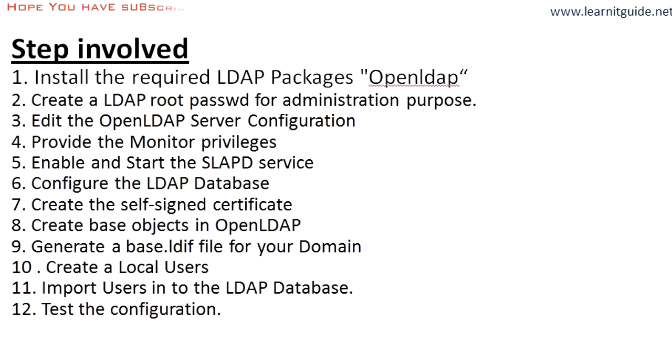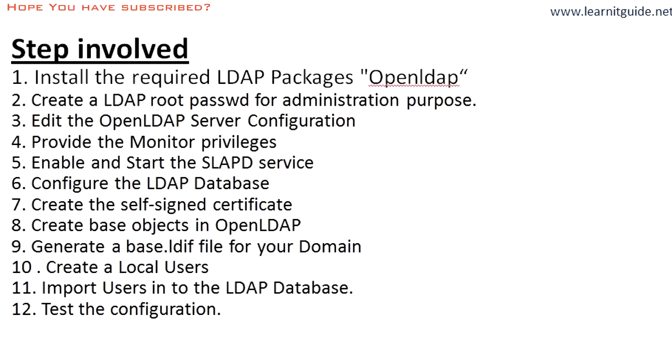And we need to create a self-signed certificate so that the client and this server will have certificate-based communication. Also, we need to create some base objects in OpenLDAP, which means the standard format. What are the things we need to maintain? For example, email ID, phone number, username, first name, last name. Those are called objects. Also, we need to create a base.ldif file for our domain, where LDIF stands for LDAP Data Interchange Format. That is the format used in the OpenLDAP server.